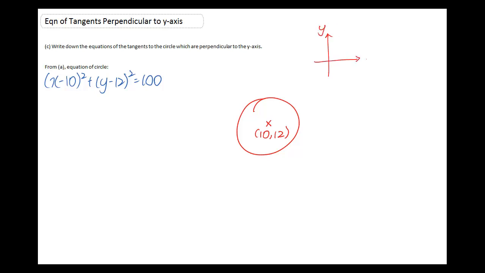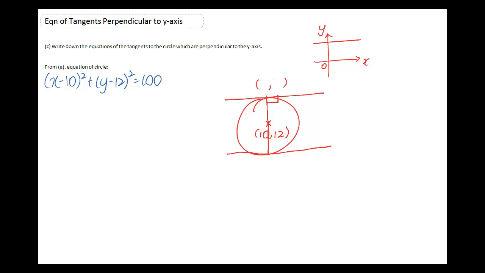Now, when we have tangents which are perpendicular to the y-axis, so basically this is your y-axis, this is your x. If it's perpendicular, that means we have horizontal tangents. So what I'm going to do is add one horizontal line here. This is one possible tangent, and the other possible tangent will be somewhere here. Now the thing that you have to be aware of is that the radius will be perpendicular to our tangent. So this will form 90 degrees.